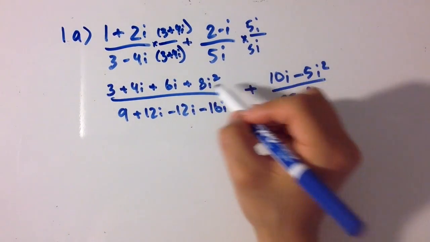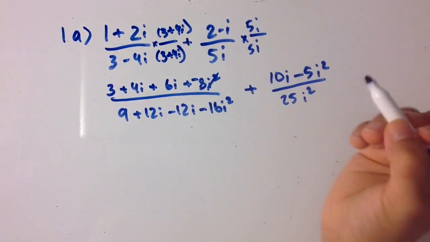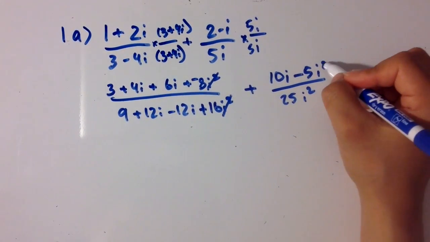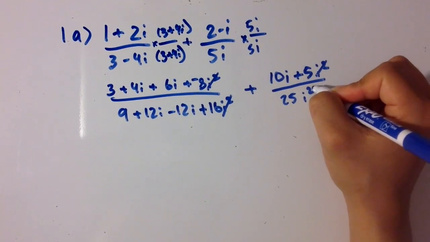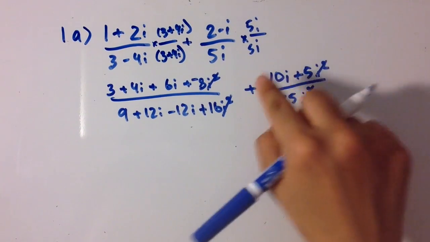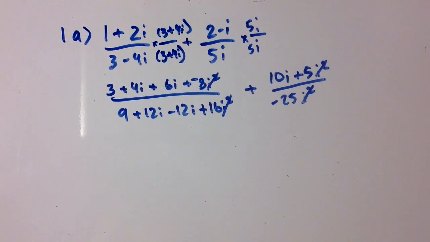Note that i squared is equal to minus 1, so this will become minus 8. Here we'll reverse the sign, becomes plus. Here we reverse the sign, becomes plus. And here we get rid of this. And we have minus 25 here.